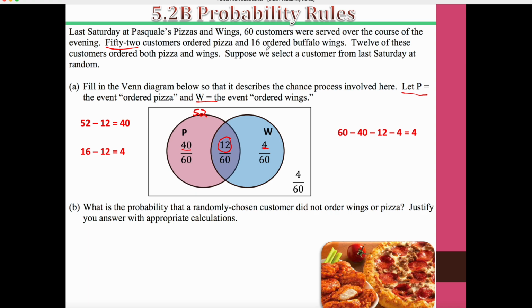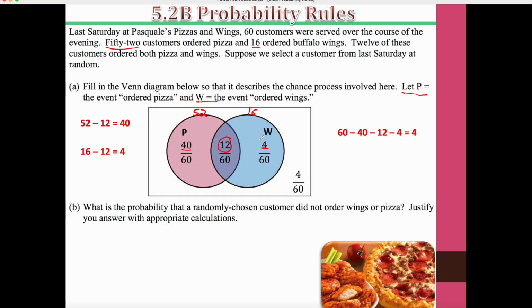Same thing here with the wings. We know that 16 people ordered wings. That includes not just the only wings section, but the wings and pizza section. So if I know that this whole blue bubble has to total 16, and if I know that the overlap is 12 of the 16, then the remaining 4 have to just be wing people.